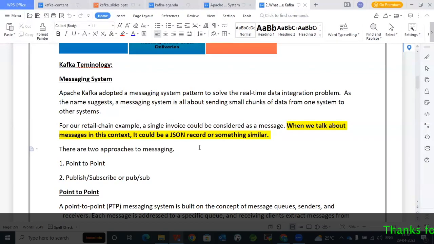How frequently will it happen? Maybe very rarely. But compared to this POS use case, every minute, every second, continuous data flow is there. If that is the case, then go for Kafka. Where business demands continuous event generation and continuous event consumption, go for Kafka. If there are occasional events, occasional messages, don't go for Kafka. Go for the message brokers.